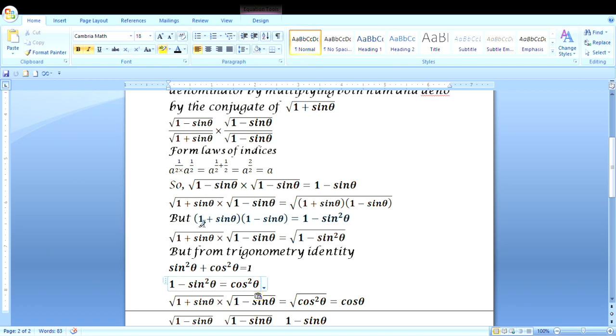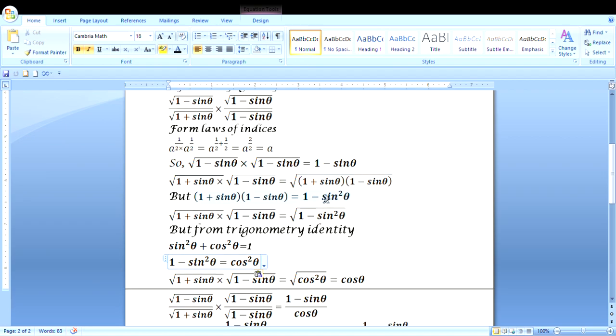So 1 times 1 is 1. 1 times minus sine theta is minus sine theta. Sine theta times 1 is sine theta. So minus sine theta plus sine theta is zero. Sine theta times minus sine theta gives us minus sine squared theta. So this is the whole of what is inside the denominator. There is a square root covering it, so this becomes the square root of 1 minus sine squared theta.